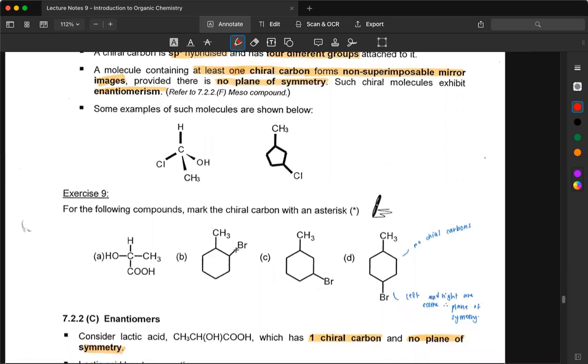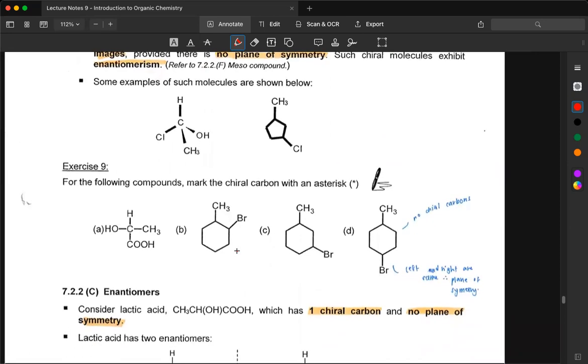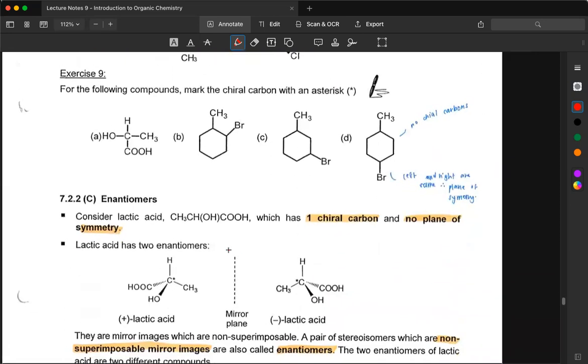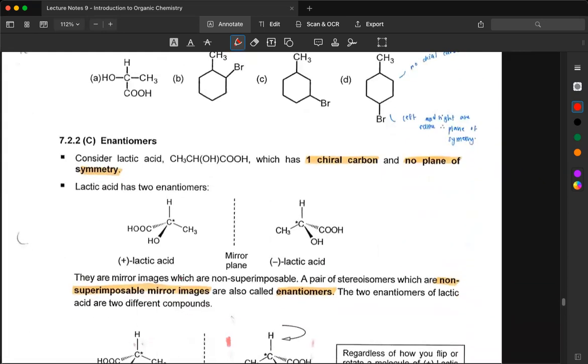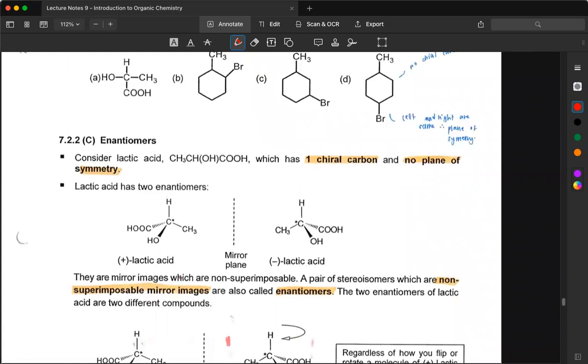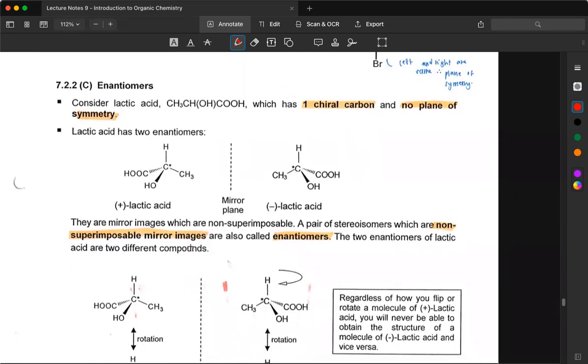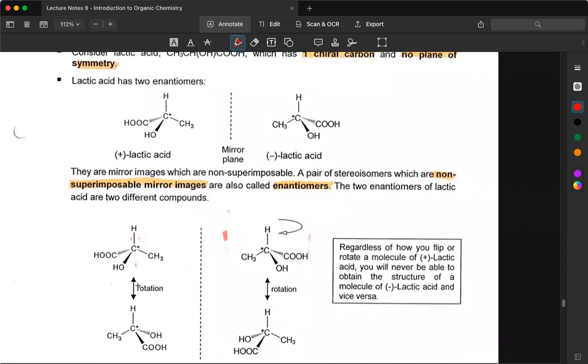You are supposed to mark the chiral carbon with an asterisk here. Consider lactic acid: it has one chiral carbon and no plane of symmetry, so the two forms are mirror images which are non-superimposable. A pair of stereoisomers which are non-superimposable mirror images are called enantiomers. These two enantiomers of lactic acid are two different compounds.